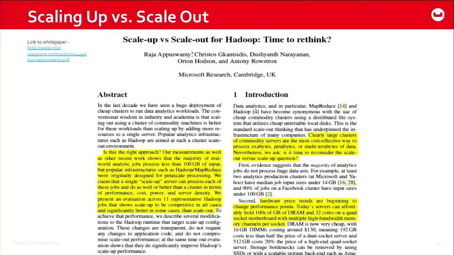So when you read this white paper, what they found out is that scale-out is not a good solution for all the workloads of Hadoop. What they found is that for most of the workloads, the scale-up architecture, in fact, gives better performance and is also more cost effective, right? So this is exactly the question we were asking.